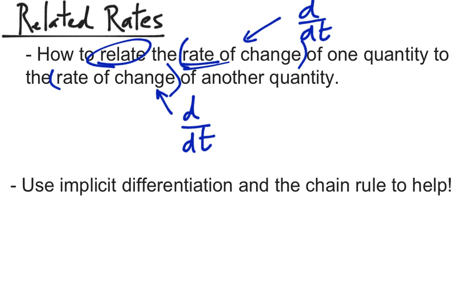Anyway, so we get the idea of related and then rates. And to help us do this, we're going to use implicit differentiation and the chain rule, our friend, to help us keep things straight. The following is an example of an easy related rates problem.